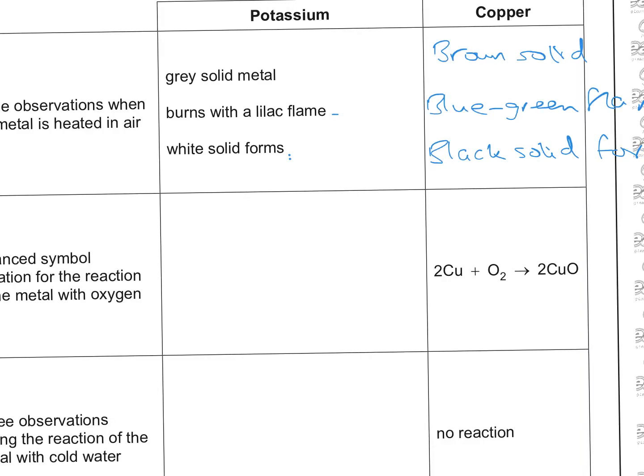On to the next part of it, a balanced symbol equation for the reaction of potassium with oxygen. Potassium's K, oxygen is O2, it's a diatomic molecule, and then we get potassium oxide. It is the formula K2O, and you should be able to see that it needs to be balanced. 2 in front of the K2O, that will now give 4 potassiums, so 4 is required over on the left.